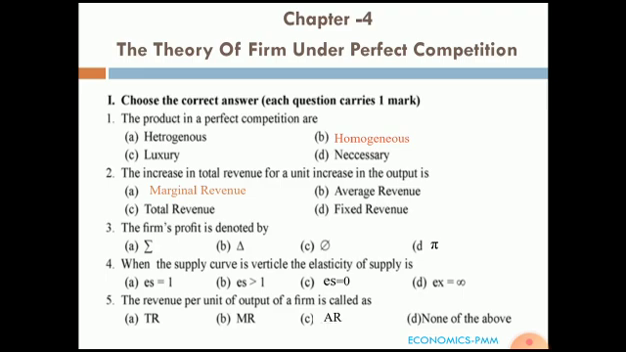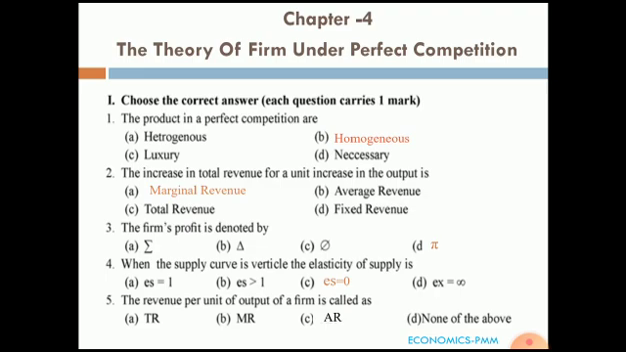Next, third one, the firm's profit is denoted by. The firm's profit is denoted by one symbol, and out of these four options, the profit symbol is pi. So here the formula for profit is TR minus TC, total revenue minus total cost, and the profit is denoted by pi. Option D is the correct answer.